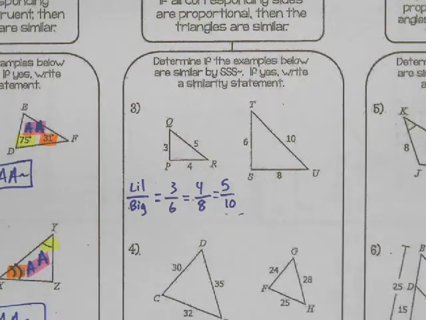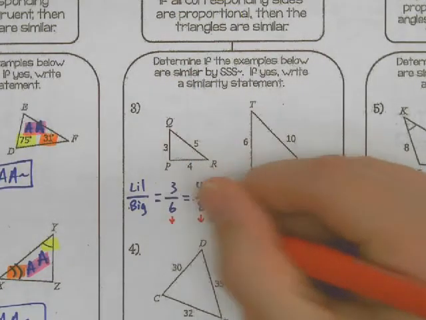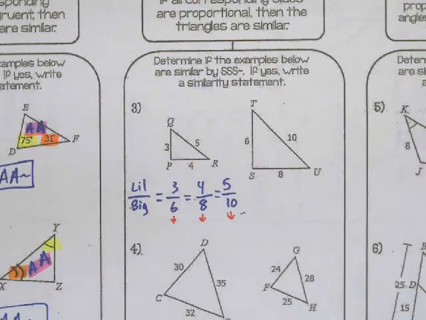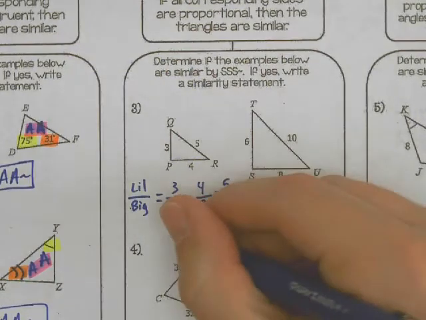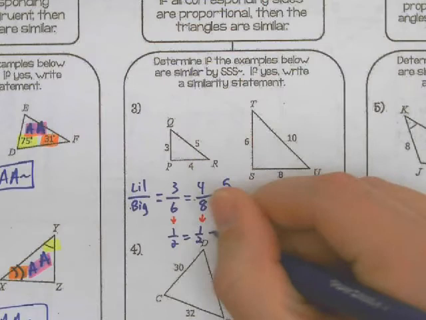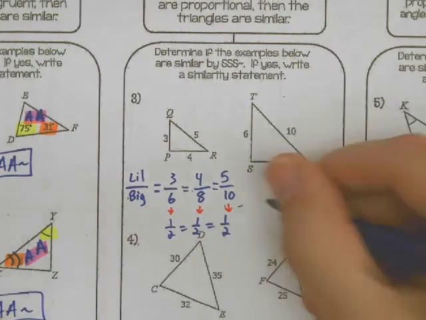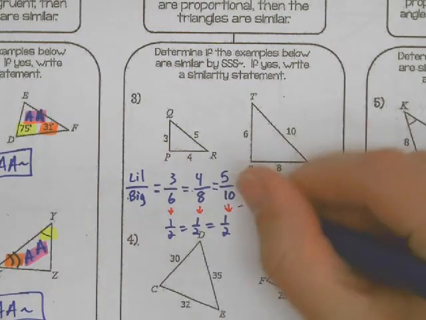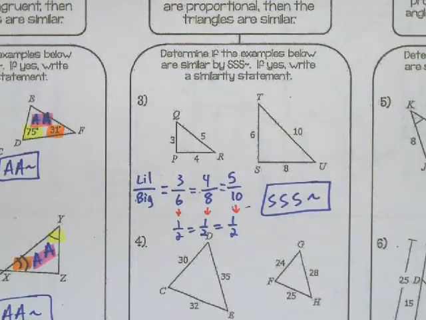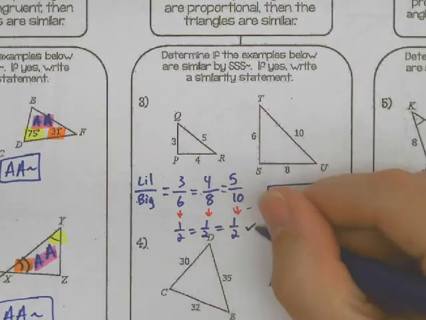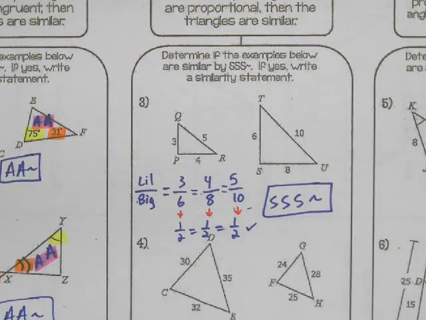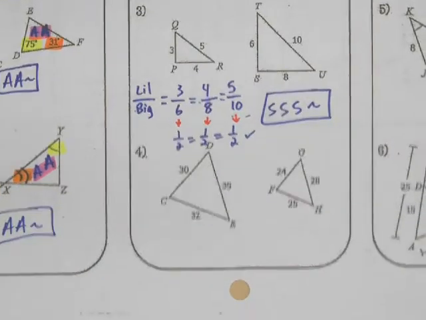Now let me reduce each of these. 3/6, 4/8, and 5/10 all reduce to 1/2. Since they all reduce to 1/2, that counts as 3 S's. If they reduced to different fractions, those would not count as S's. So let's see what happens here in number 4.